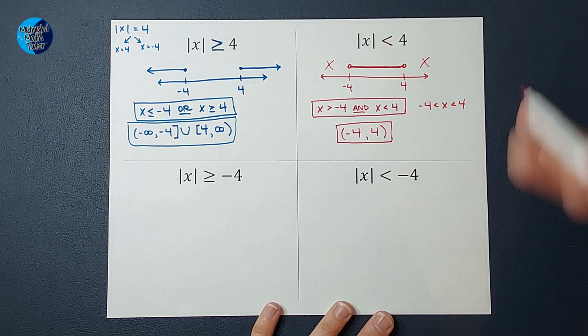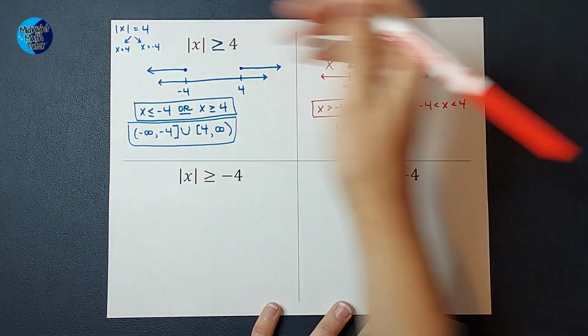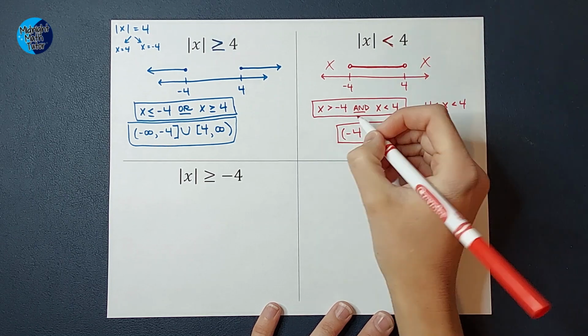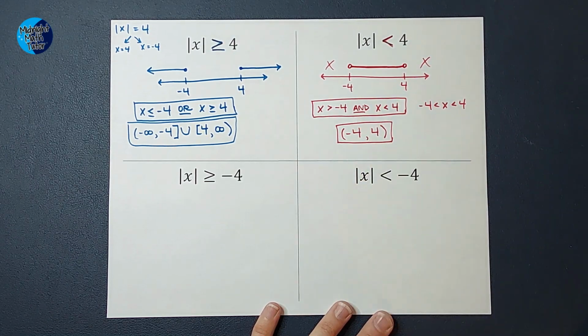less than, okay? If your x is on the left side and you have a less than sign, it's going to be an "and" inequality, okay? Just to kind of help you with that. All right, my other two scenarios, okay?